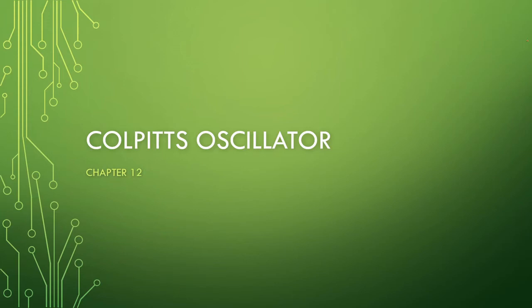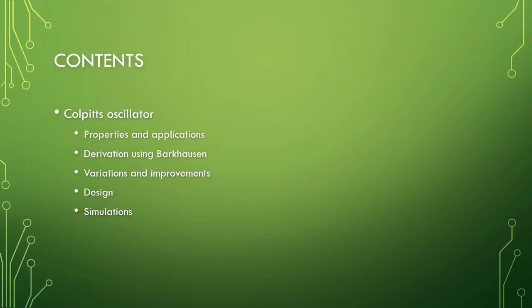Welcome to a video on the Colpitts oscillator. In this video we will have a look at properties and applications of a Colpitts. Then we will do the derivation using Barkhausen's criteria. Then we will look at some variations and improvements that you can make to these oscillators. We will do a design and then some simulations to verify our design.